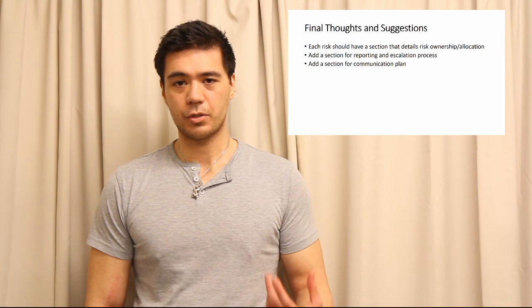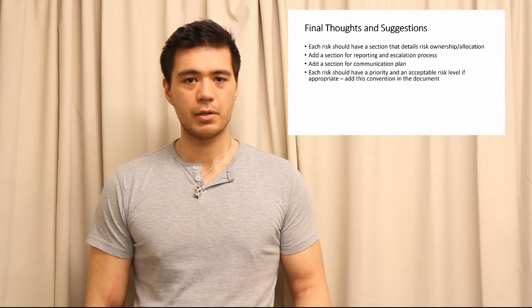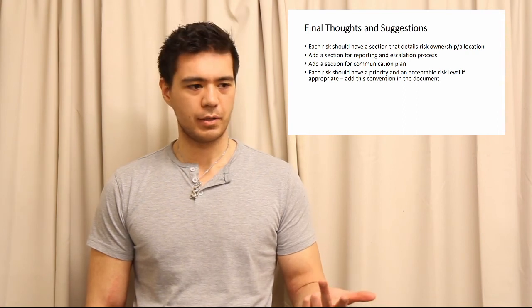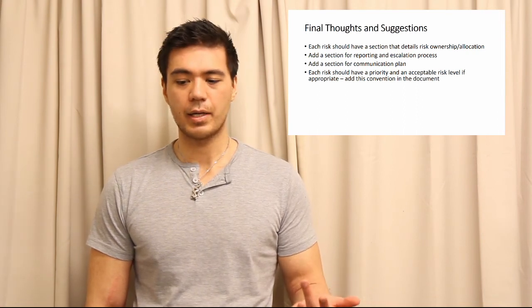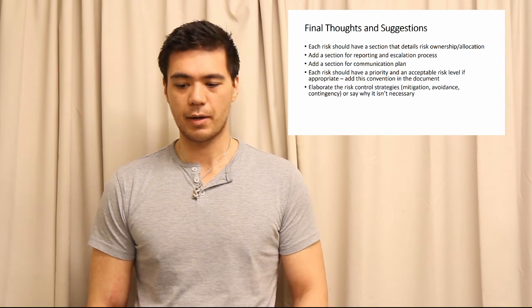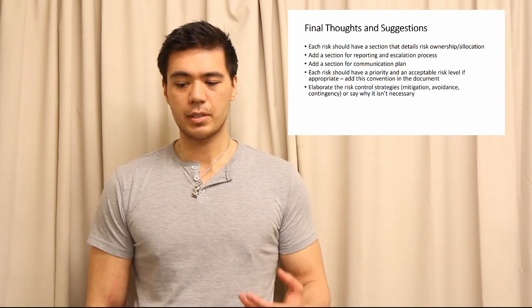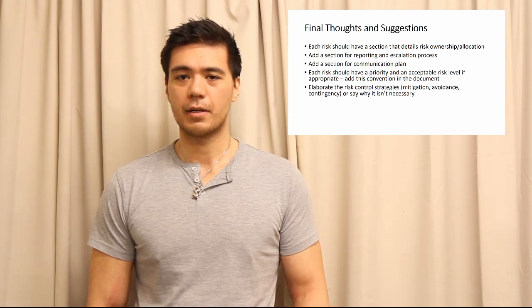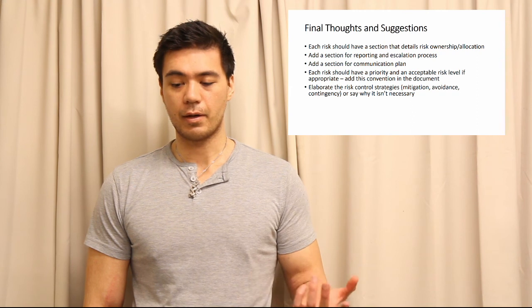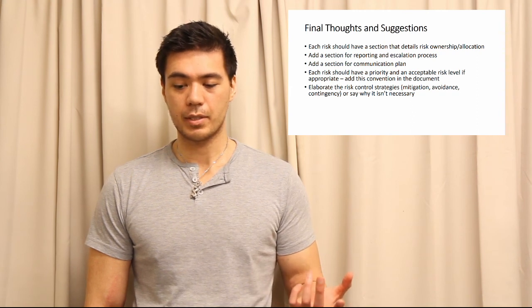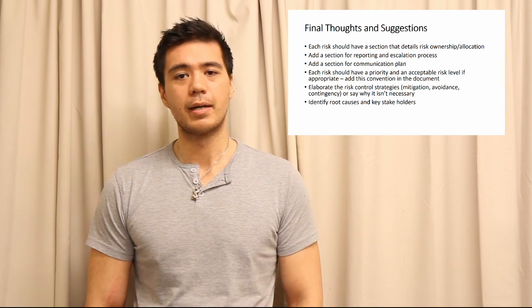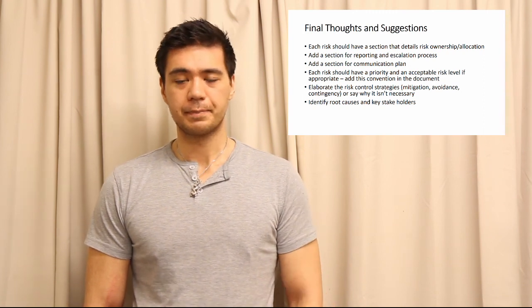The risk control strategies need to be elaborated on. So again, this will include mitigation, avoidance, the contingency plans, or if not necessary, explain why it isn't necessary. Root causes and key stakeholders need to be identified for all the risks as well, and a section in the review process on how to integrate the review process into the full management plan needs to be implemented.